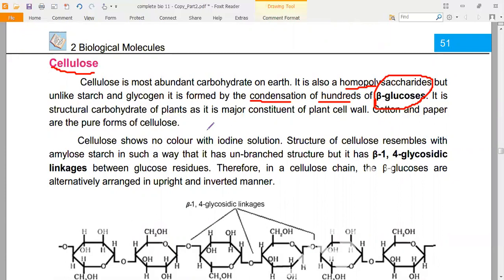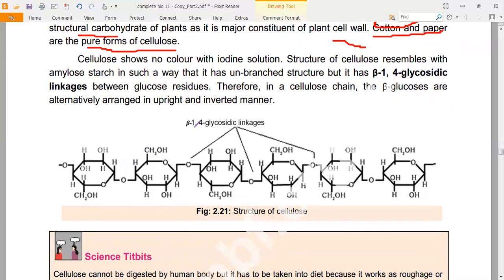Due to this structure, the orientation of beta glucose, it forms the structural carbohydrate of plants and a major constituent of the plant cell wall. We know that the cell wall is very hard. It gives rigidity and strength to plants to stand upright in the outer atmosphere. Cotton and paper are also pure forms of cellulose. So cotton is completely made up of cellulose. Cellulose shows no color with iodine solution.